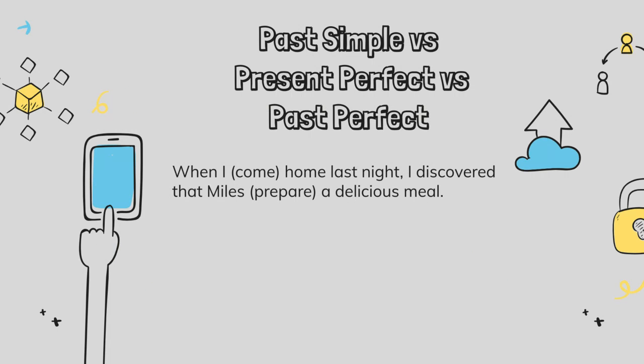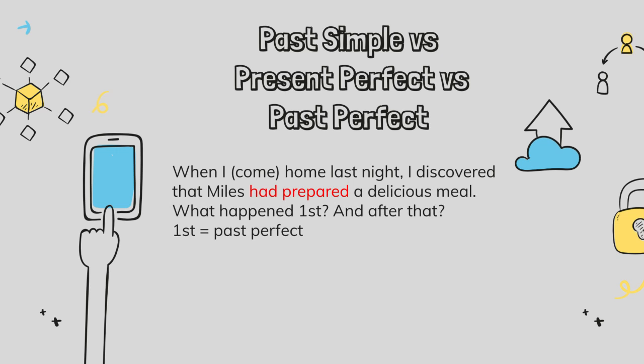Now let's have a look at this one. What you have to do is look very well at the sentence. We see when and we see last night, past. Two things. What happened first? Miles had prepared a delicious meal, and after that, I came home. So he had prepared a delicious meal, I came home. Past perfect first, past simple second.